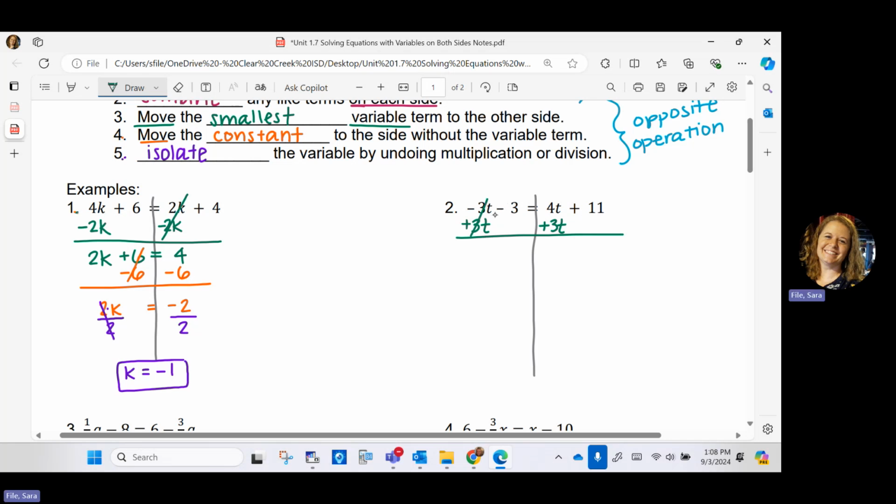Now here, that negative stays with this 3 that's left on the left. Okay, that becomes 7t plus 11.